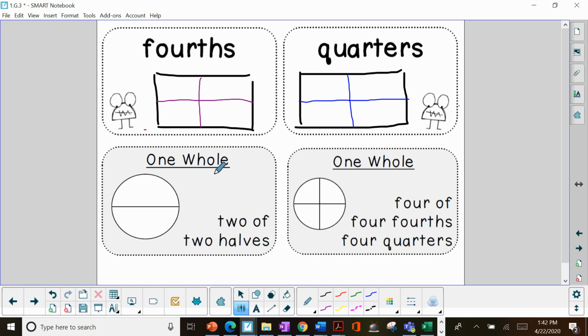So 2 halves make 1 whole, and 4 fourths make 1 whole. So we have 2 halves, 1, 2, to create the whole. We have 1, 2, 3, 4 fourths to create 1 whole.